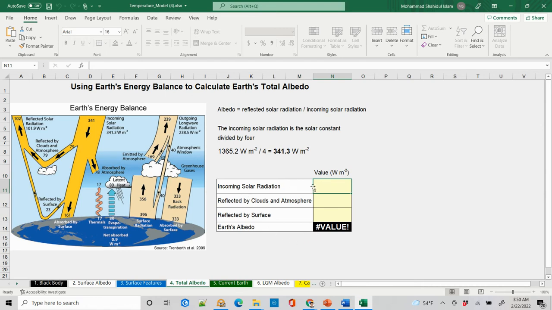So incoming solar radiation, this is the incoming solar radiation, 341.3 or 341, whatever it is. Then reflected by clouds and atmosphere, follow with the clouds and atmosphere. There's the clouds and atmosphere. And then reflected by the surface, there is the reflected by the surface. So put that information in here, you will get a value. Answer the question, whatever it asks.